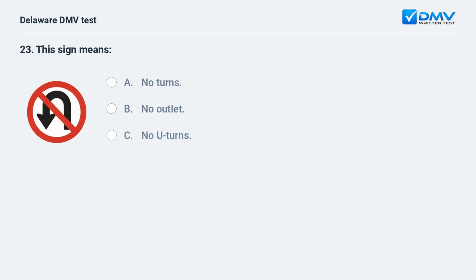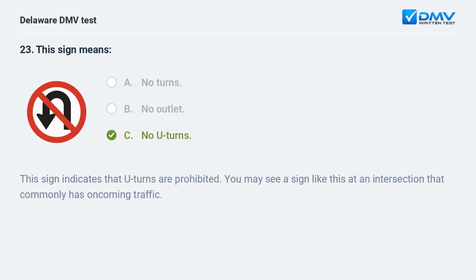This sign means: A. No turns. B. No outlet. C. No U-turns. C. No U-turns. This sign indicates that U-turns are prohibited. You may see a sign like this at an intersection that commonly has oncoming traffic.